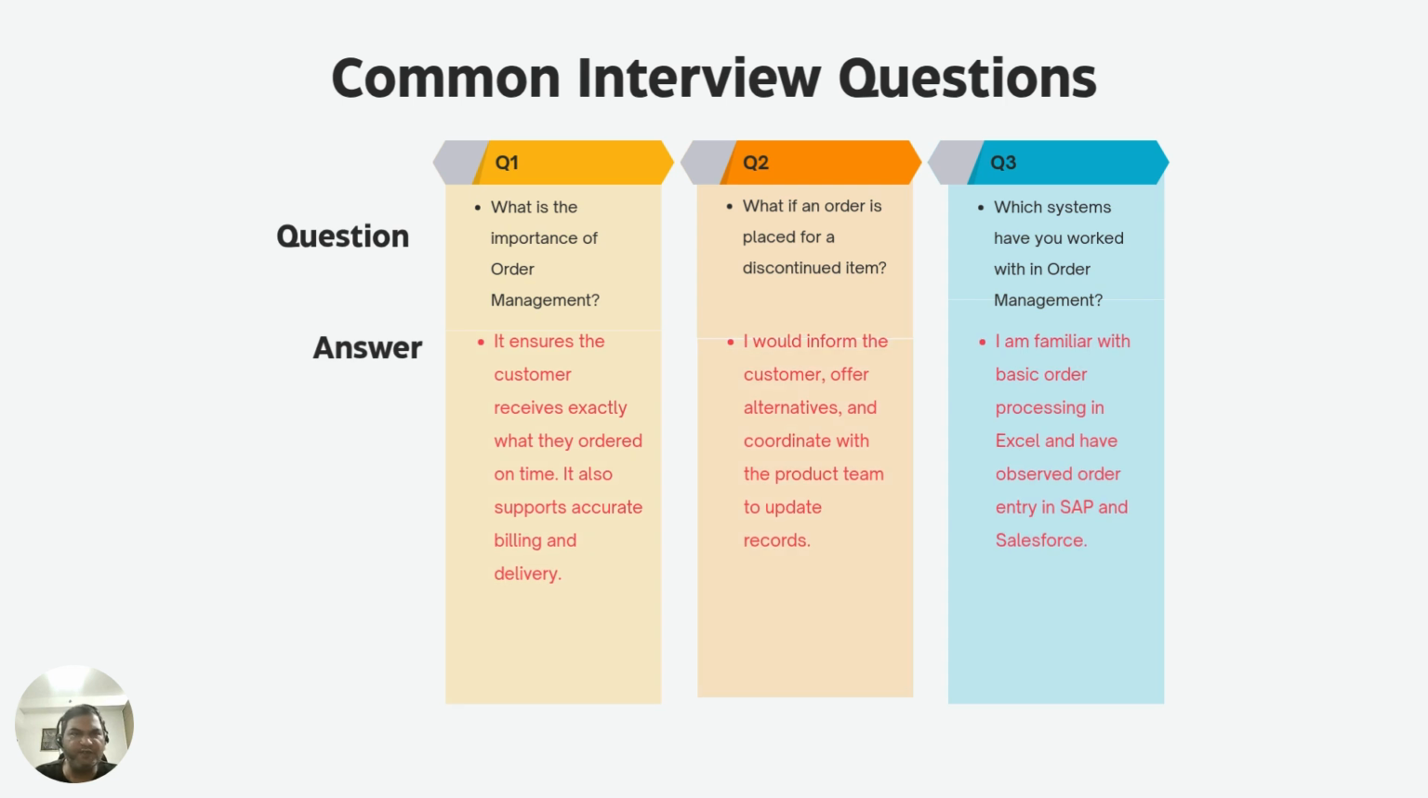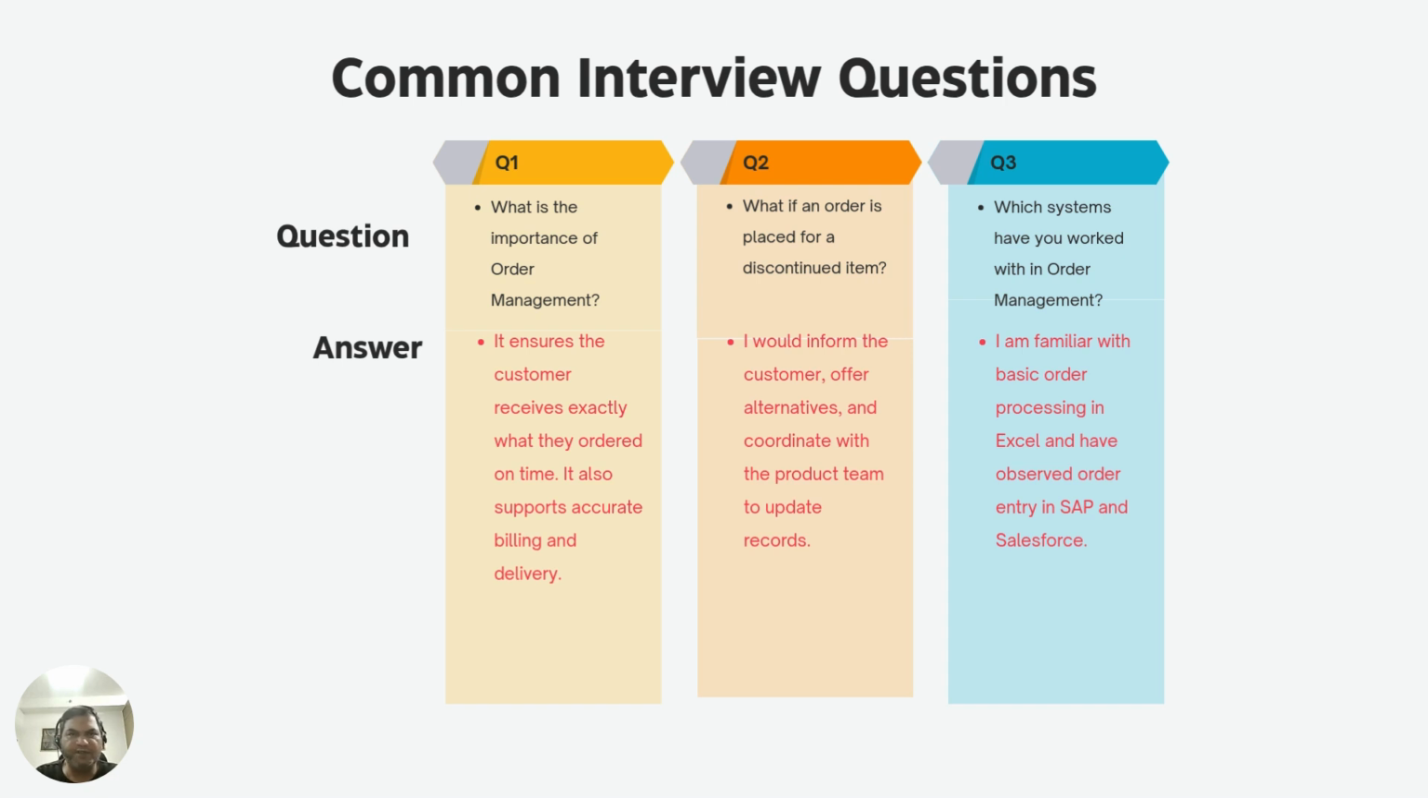Now let's see some of the important questions that you can expect from this chapter. First question is, what is the importance of order management? The way you can answer is, it ensures the customers receive exactly what they order on time. It also supports accurate billing and delivery. So this is telling that this process ensures that the product is delivered on time, the product is delivered with the best quality, which will ensure the future processes are running smoothly.